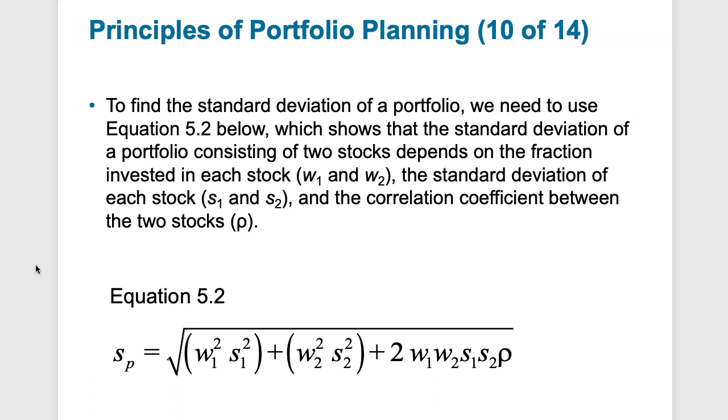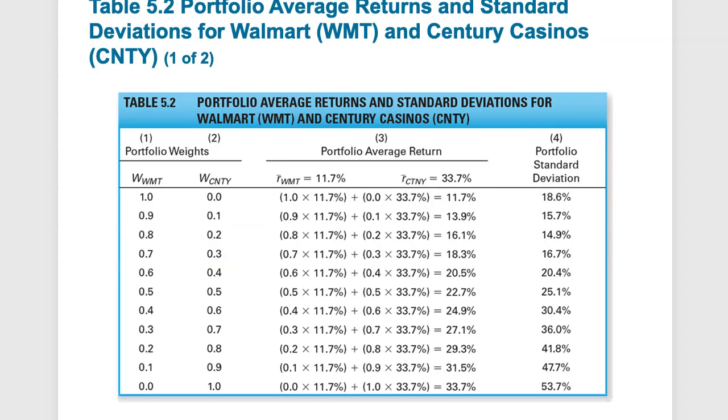And then the standard deviation of each stock. So the stocks would be denoted by the weights 1 and 2, and the standard deviations S1 and S2. So in this correlation, we could calculate the standard deviation and the coefficient correlation between the two stocks. So let's look at this a little bit more closely.